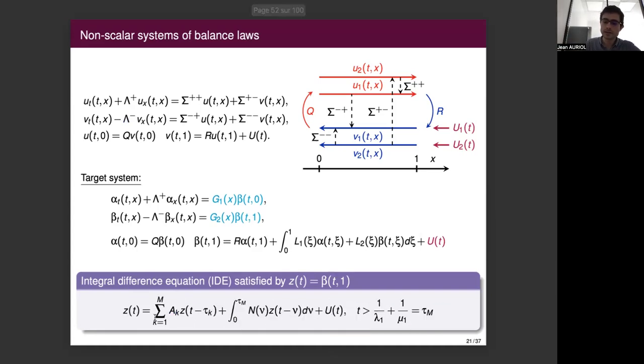So all in all, the system rewrites like that. Z of t is equal to a delayed sum of A_k z(t minus tau_k) plus an integral between 0 and tau of N(nu) z(t minus nu).